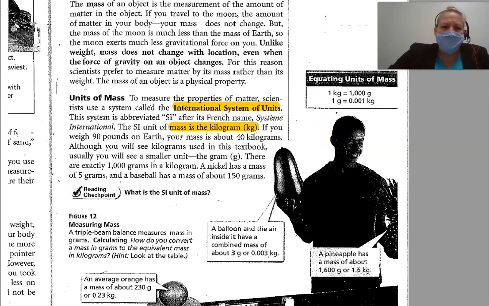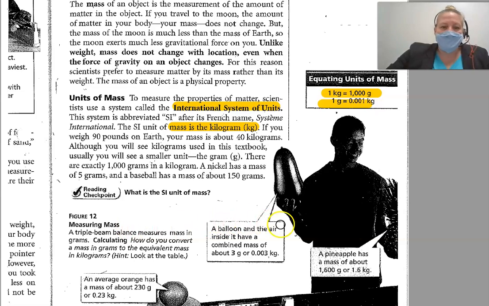If you weigh 90 pounds on Earth, your mass is about 40 kilograms. Although you will see kilograms used in this textbook, usually you will see a smaller unit, the gram. Therefore, there are exactly 1,000 grams in a kilogram. So here's our equation of units of mass. A nickel has a mass of 5 grams, and a baseball has a mass of 150 grams.